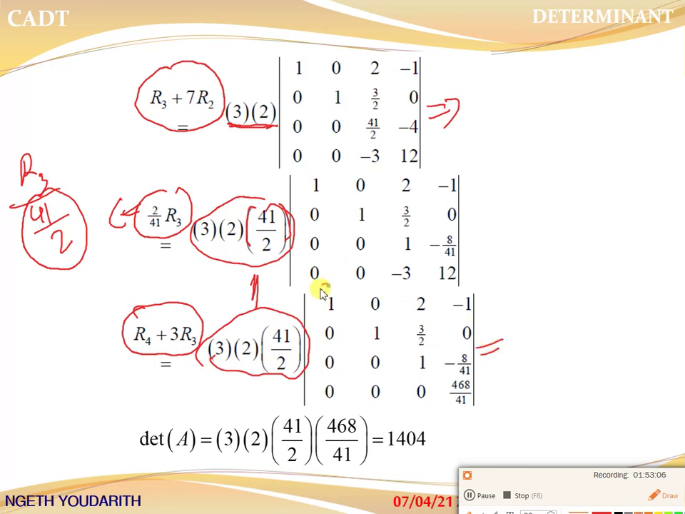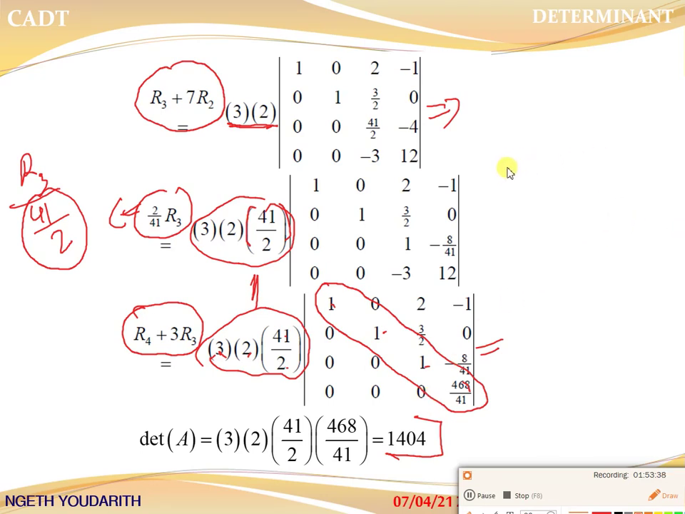So it is a triangle matrix. So we can calculate the determinant by this one: 1 multiplied by 1 multiplied by 1 multiplied by this one and multiplied by 2, 3 multiplied by 2 multiplied by 41 over 2, and we get this result. This is how to find the determinant of the matrix by reduced row.